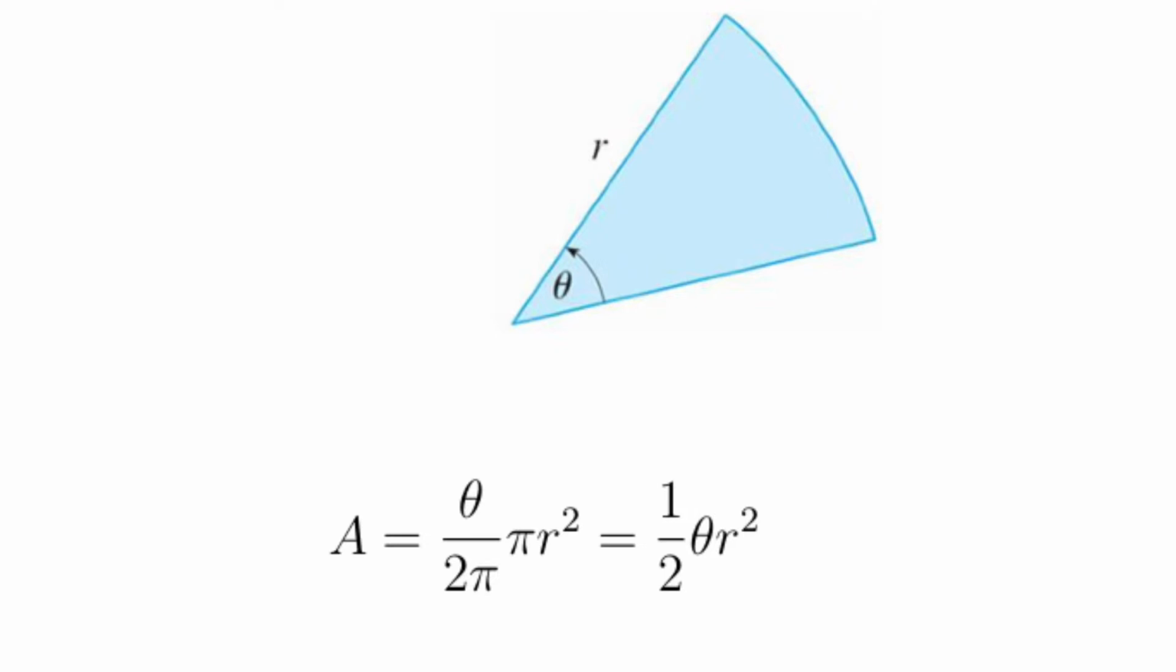Well, the area of the whole circle is pi r squared. But if I want a fraction of the circle, I simply take the angle divided by 360, or the angle divided by 2 pi, and that tells me the fraction I'm talking about. If I take that fraction times pi r squared, that gives me the area for that sector, which is 1/2 theta r squared. Would this be like when theta is in terms of pi? Yes, radians. We have to be in radian measure. So that's one sector.